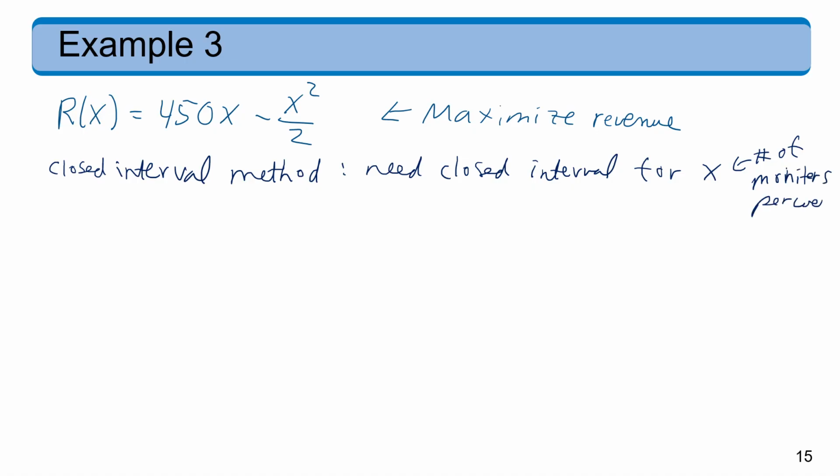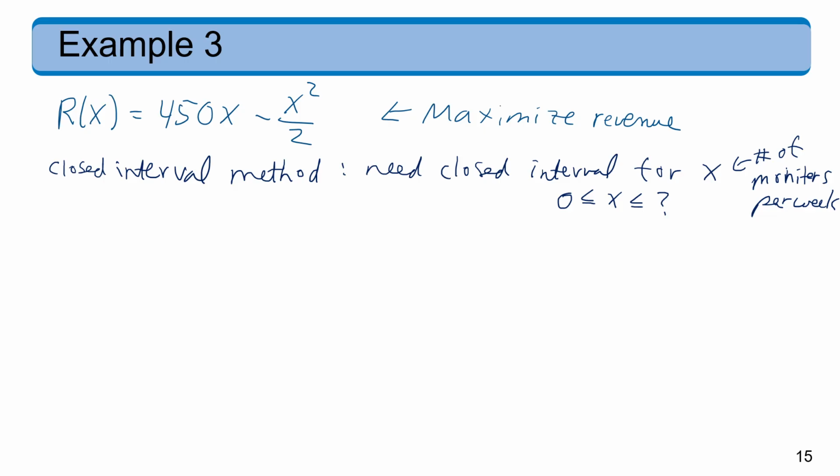So there's an obvious minimum, right? 0. But there's really no obvious maximum, right? There's no limit based on the problem that was described. There's no limit to how many TVs they could produce per week. So this method isn't really going to work out perfectly to use the closed interval method.